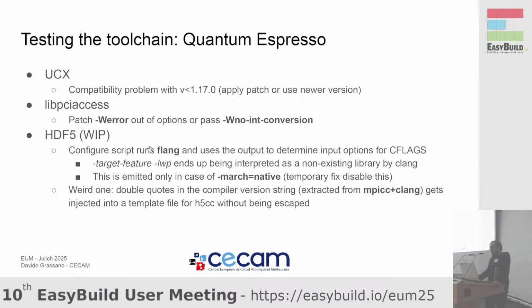Now, one easy config that I actually haven't managed to get done yet is the HDF5 one, and here there were actually a couple of funny problems. One of the things that the configure script of HDF5 does is first run the Fortran compiler in a kind of dry run mode to get some of the flags that you will pass further on in the compilation. The problem is that when you do this with -march=native with Flang, among the flags that it gives you, it will actually be this -target-feature -LWP. And these flags are also being used for Clang. And the problem is that Clang does not recognize this target feature flag and thinks that -LWP is actually a library. So this was quite an annoying one to find.